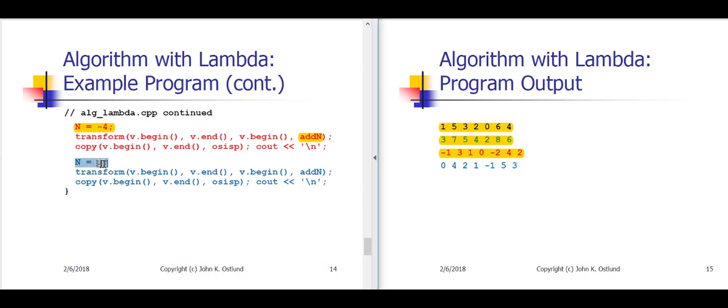And finally, one more time, I'm setting n to some different value. This time capital N is going to be set to 1. And when I do my transform, every value in v is going to have 1 added to it. So I now have 0, 4, 2, 1, etc. Okay, so that's an example both of using a lambda as the function to be performed by a transform, and in the lambda we specified capture of this capital N variable by reference.